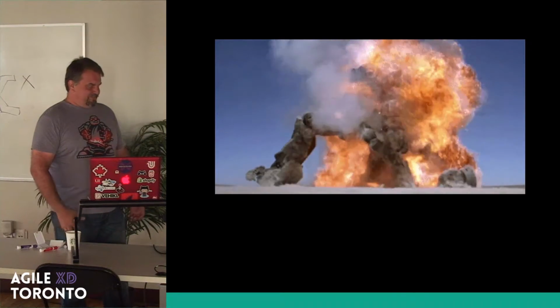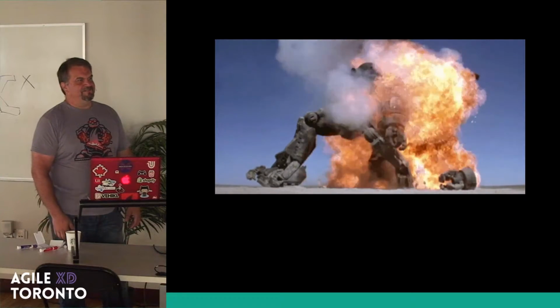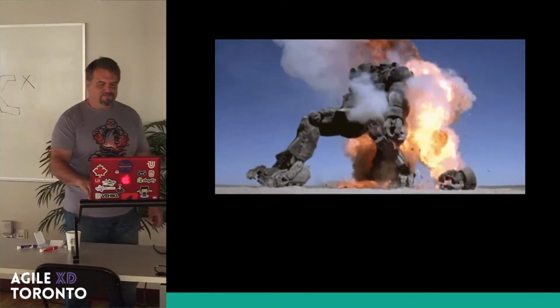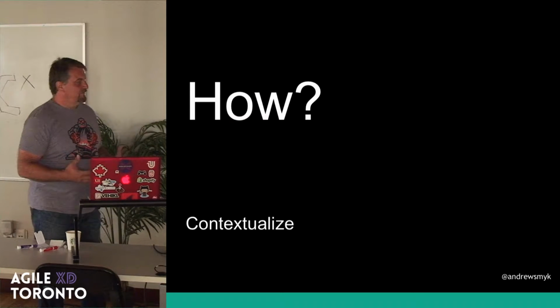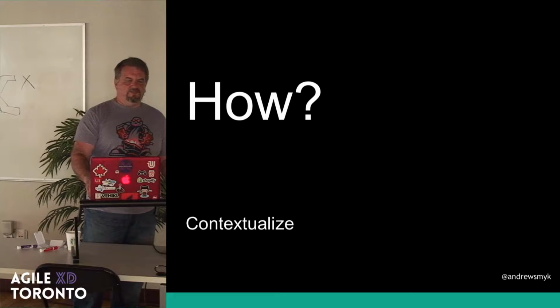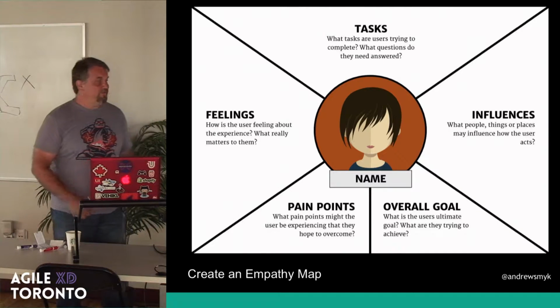And then the whole project just goes kablooey in your face. So we want to avoid the big kablooey in your face. So how do we do this? We have to contextualize the project. One way to do this is simply through empathy maps.